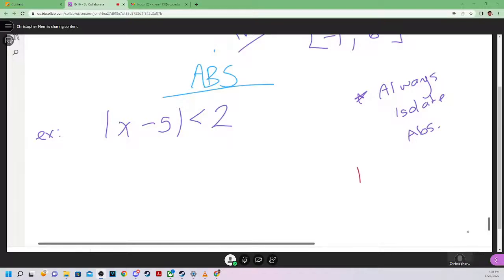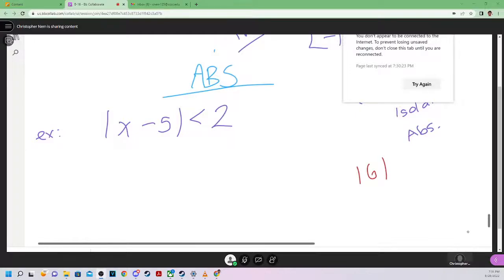If I were to do, let's say x equals 6. Let's use the equal sign to make it more clear. x could easily be 6, but it could also be negative 6. So do you see how I have a positive and a negative for my values?